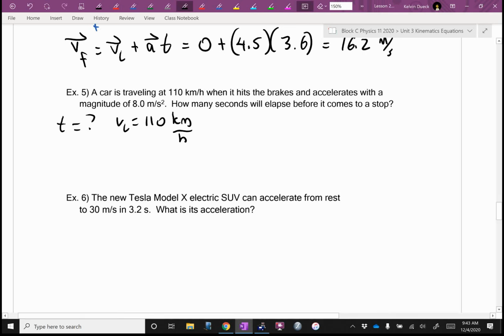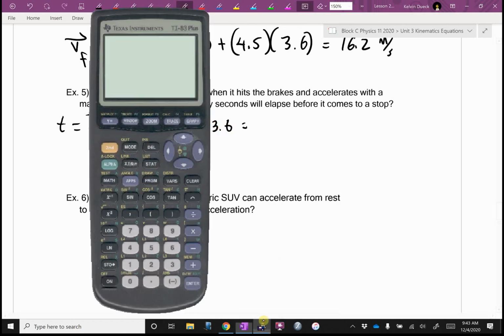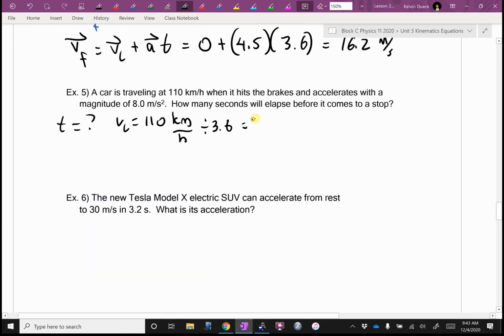We'll get there. I got to convert this. To go from kilometers per hour to meters per second, is it divided by 3.6? Do you get 30.5 repeating? I'll write 30.6, but you know I'm going to use my answer button if I can. And now I've got nice units.